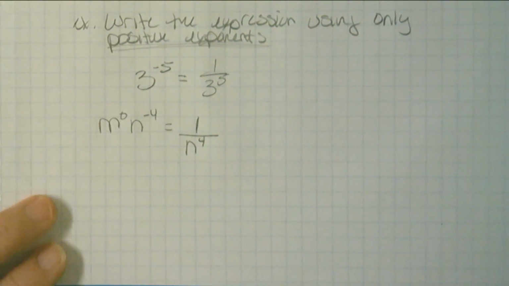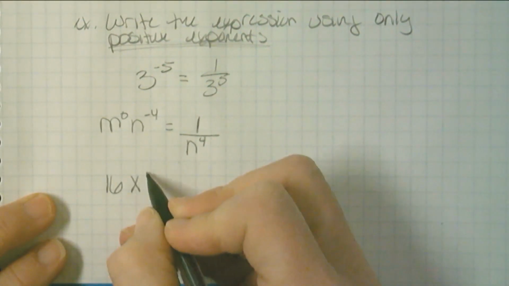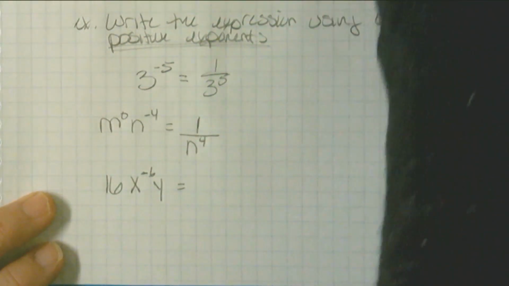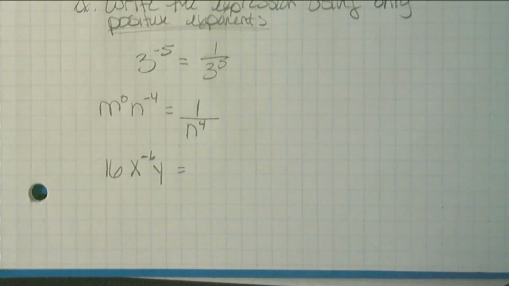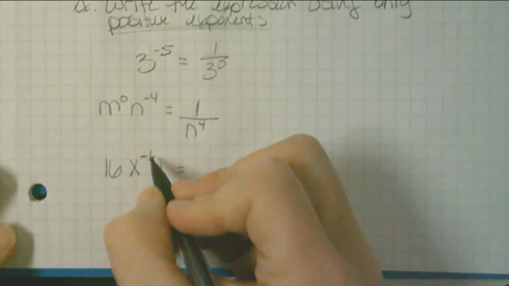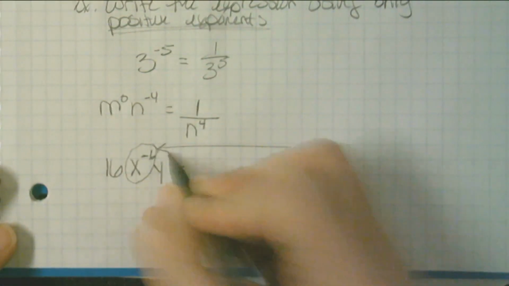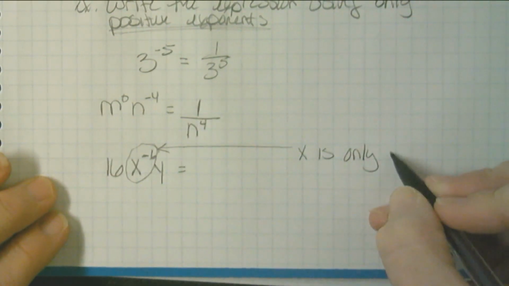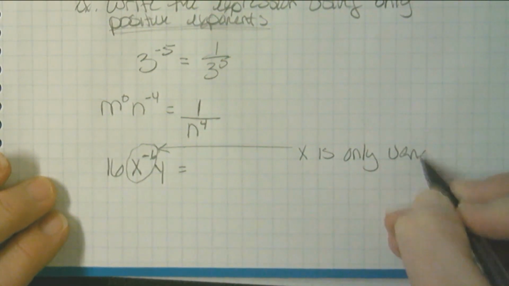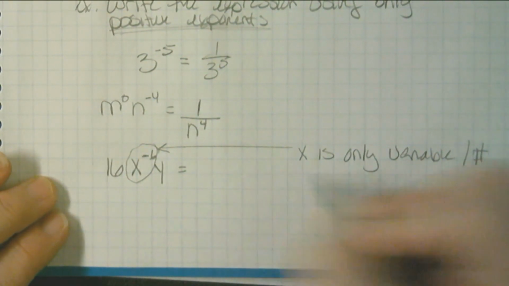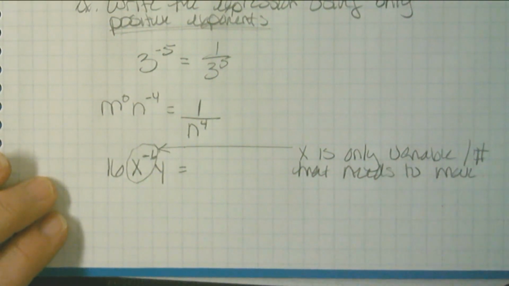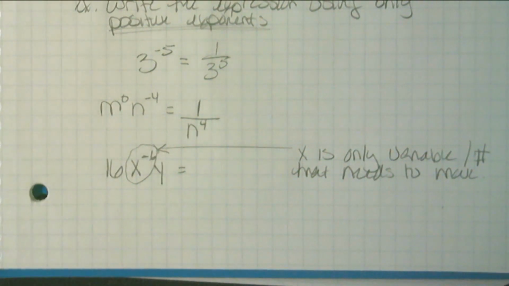All right, let me give you guys another one. How about 16x to the negative 6th y? What base has my negative power? Coral? The x. So the x is the only one that needs to move. So x is the only variable or number that needs to move. So somebody rewrite this with all positive powers.